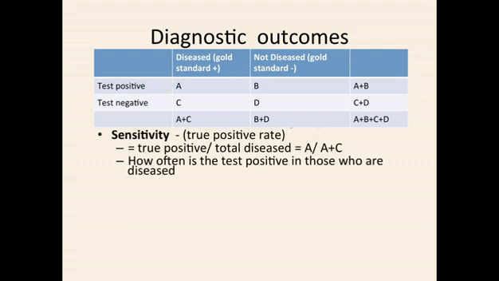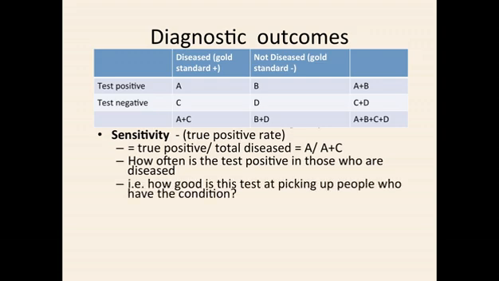The ratio A by A plus C gives the true positive rate, the proportion of disease subjects who test positive. This is called sensitivity. It answers the question, how good is a test in picking up the disease among the diseased?